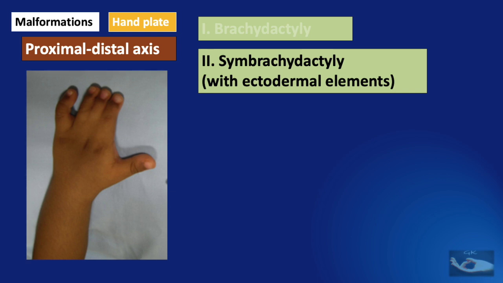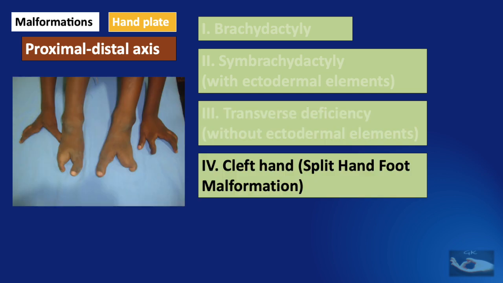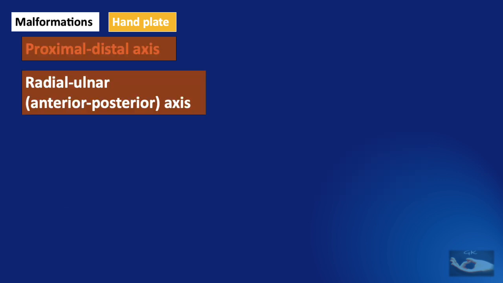Symbrachydactyly with ectodermal elements involves fusion of the short fingers, and transverse deficiency without ectodermal elements may lead to complete loss of development of the hand plate. The cleft hand or the split hand-foot malformation is characterized by clefting of both the hands and the feet.